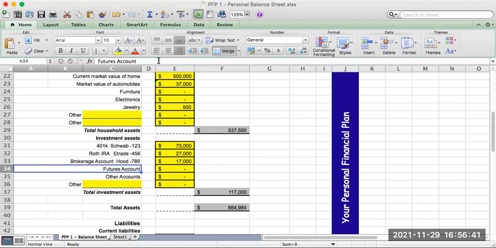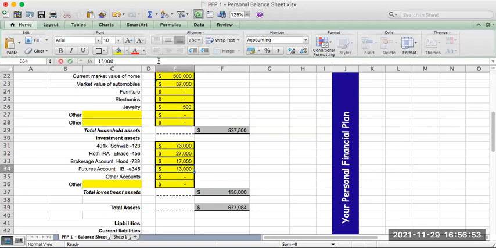Now you can put any other accounts. I have a futures account. We'll say that's A345, and let's say that has whatever, $13,000 in, right? Just add all of those up. So pop all of those in, and again, for all of these things you'll have a statement at month end or year end. You just pop the numbers in there. Total investment assets: again, just like before, it's the sum of all these yellow ones, 130,000.